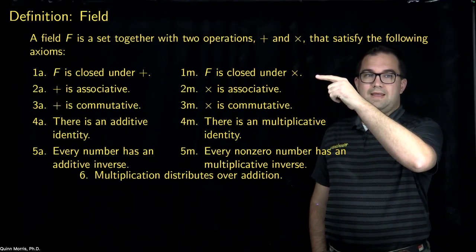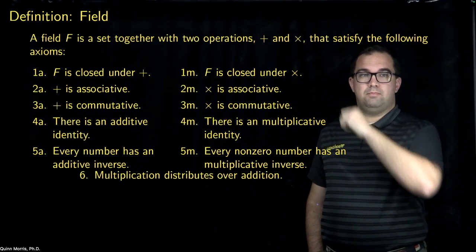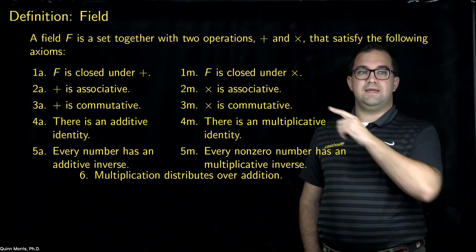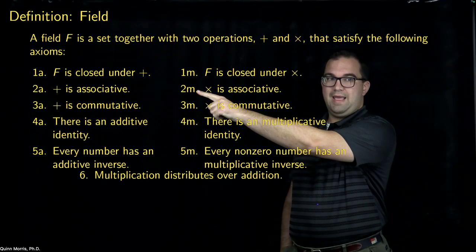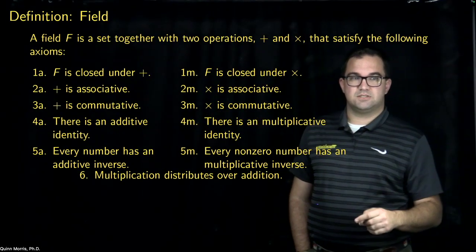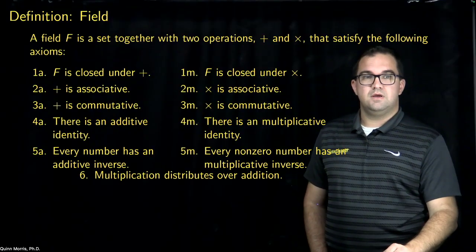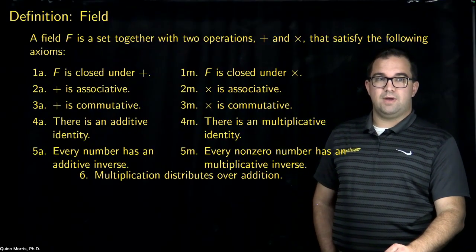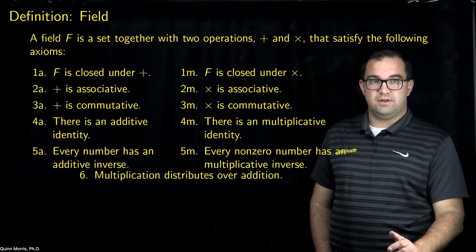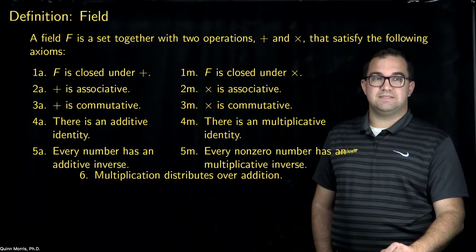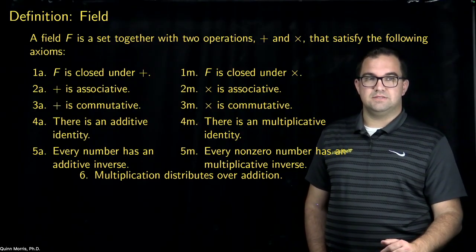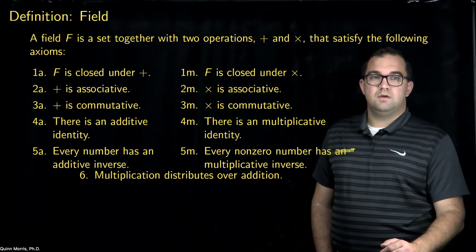So 1A and 1M both say that the set is closed under each respective operation. 1A is the set is closed under addition. 1M is the set is closed under multiplication. That simply means that if I take two elements of my set and add them together, I get another element of my set. And if I take two elements of my set and I multiply them, then that resulting element is also in my set.